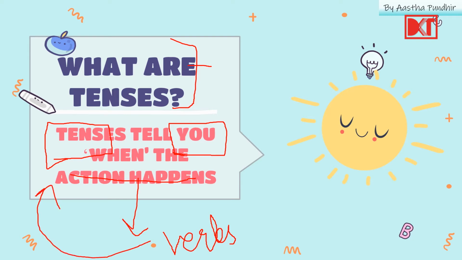Now these verbs, you have to understand the cycle. The verbs tell us about the action, and these tenses, they tell us about when that action happens. Right? So verbs and tenses, they go hand in hand. There can be no verbs without any tenses. There can be no tenses without verbs. So both of them go hand in hand. Let's start.